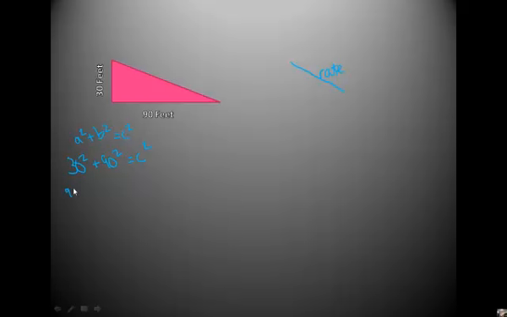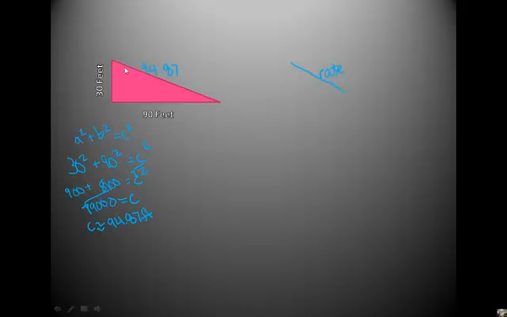Get 900 plus 8,100 equals c squared. 9,000, take the square root of that, square root of 9,000 equals c. So our c equals right around 94.87 feet. So we're going to go ahead and put our 94.87 right there.